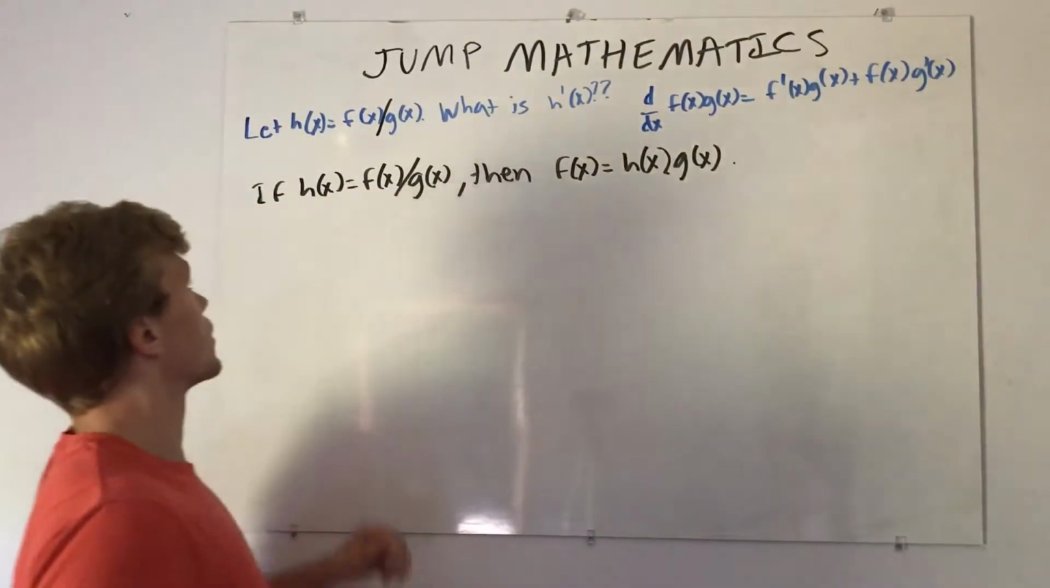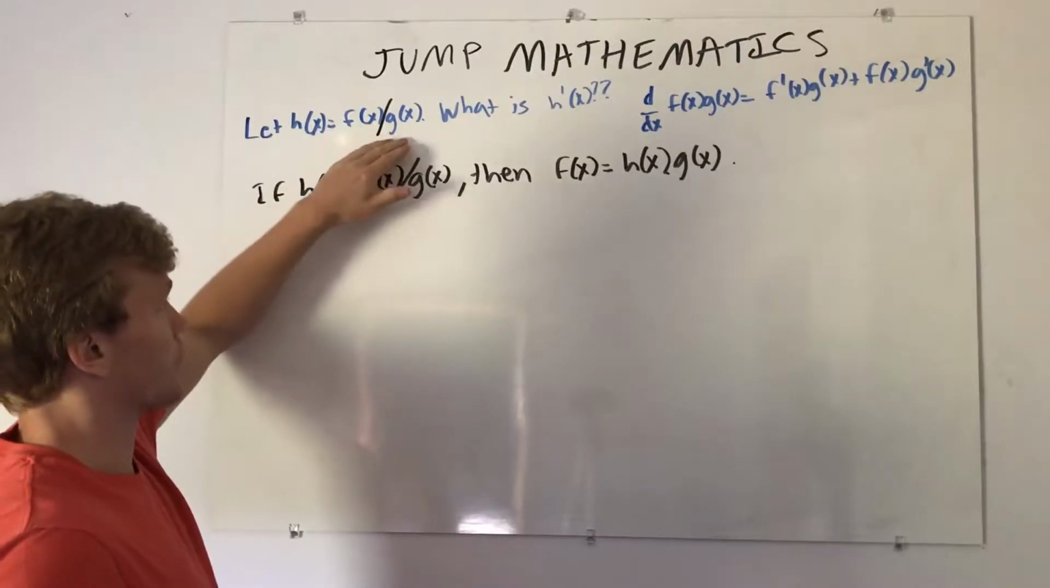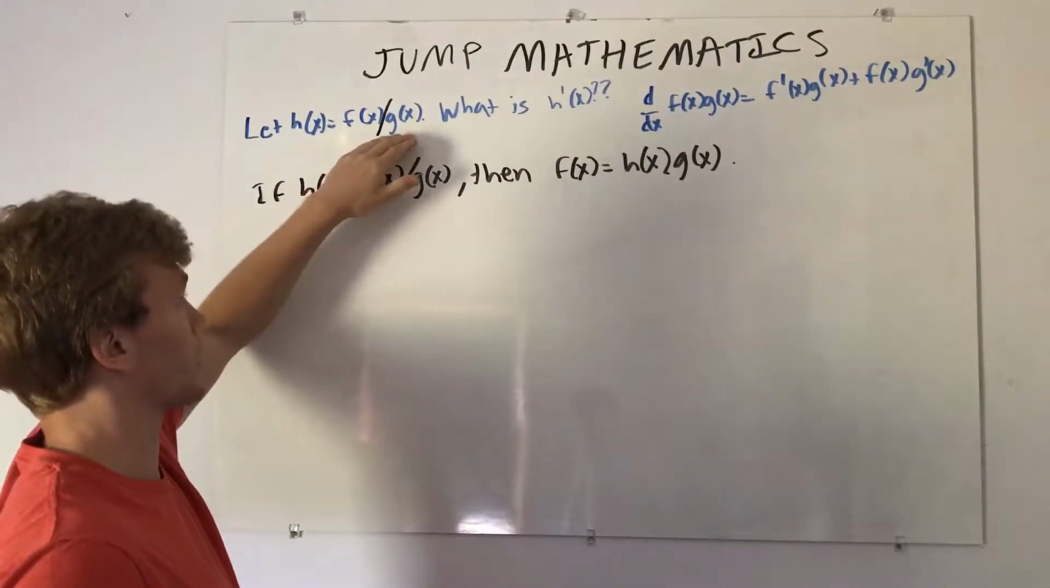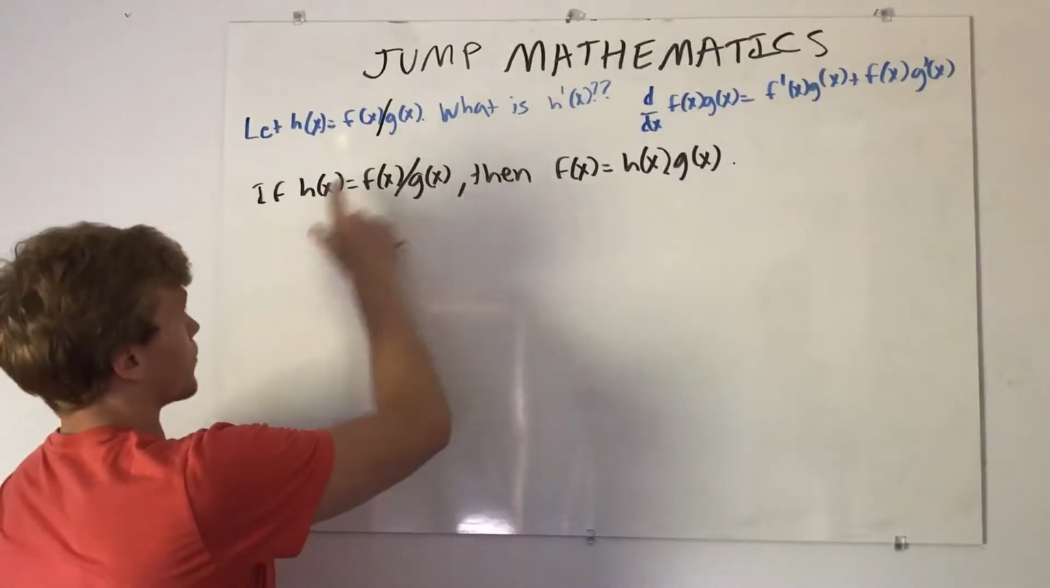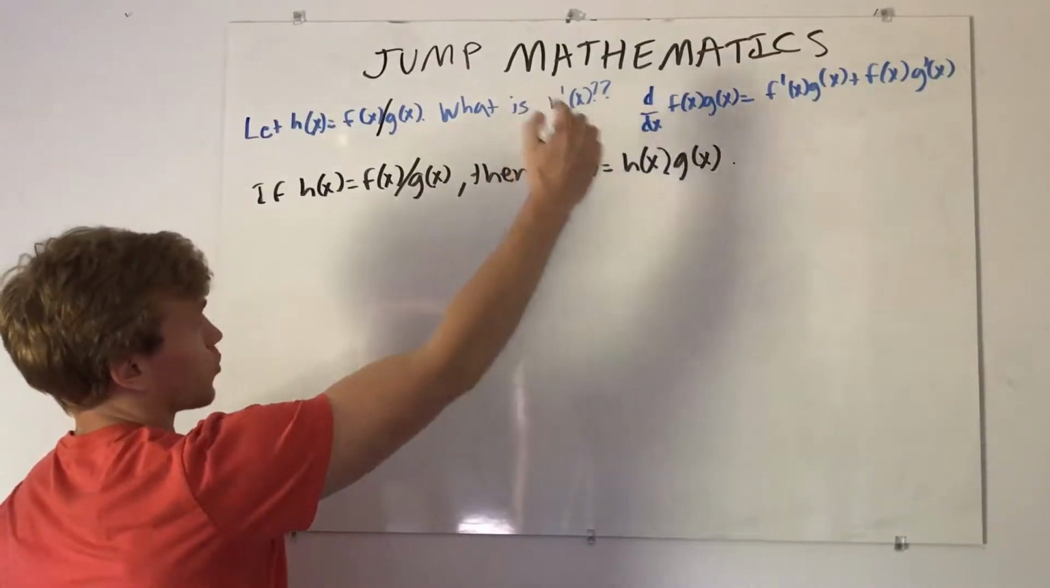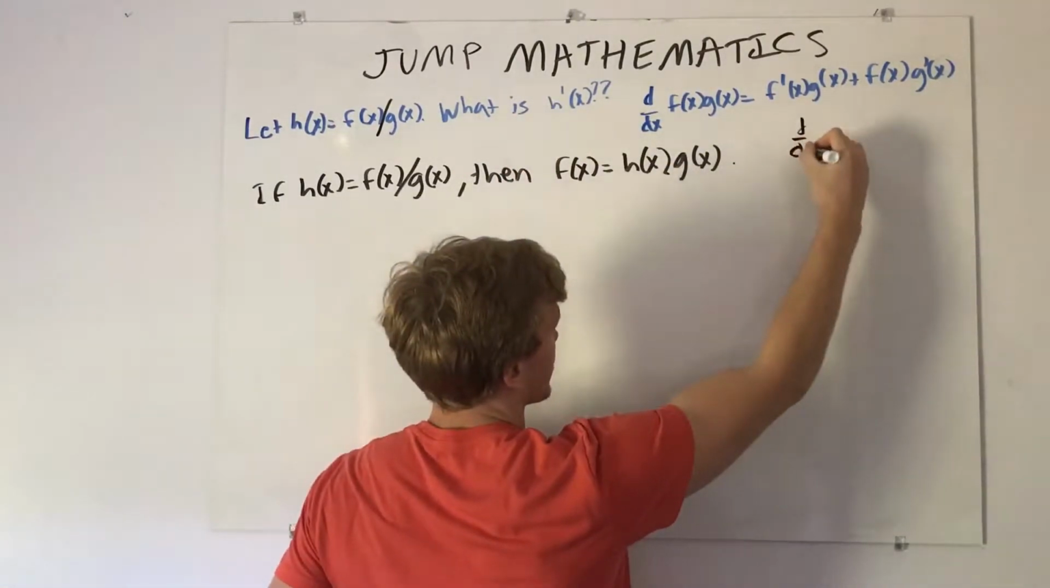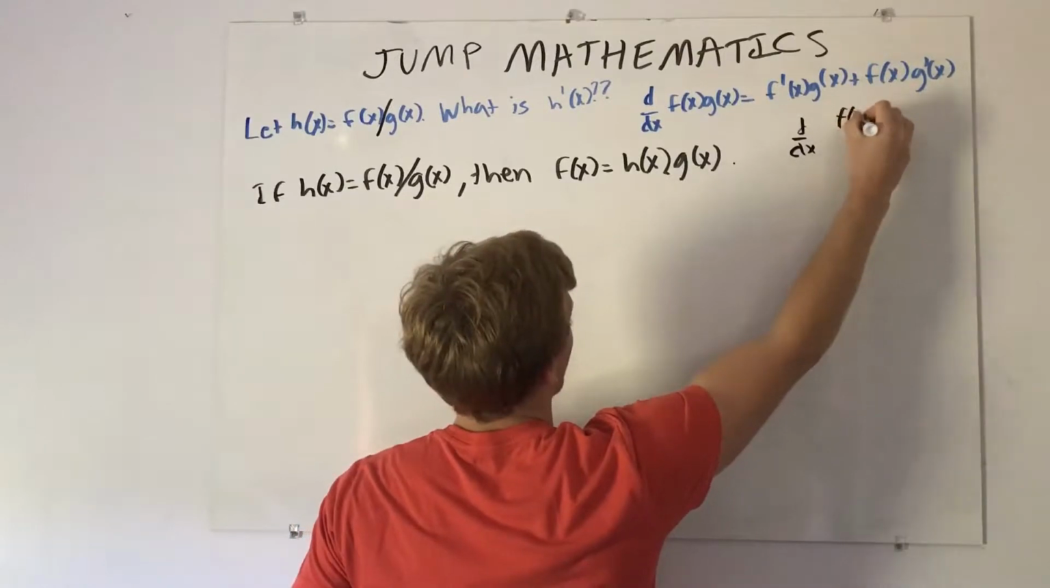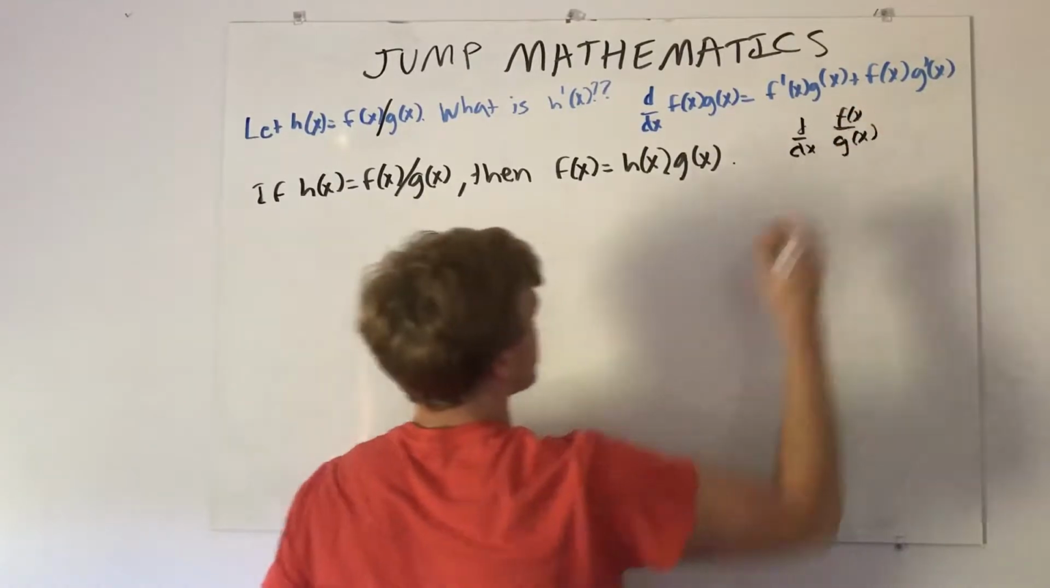Okay, so we have h of x equals f of x divided this time by g of x, and we want to compute h prime of x. In other words, we want to compute d by dx of f of x over g of x.